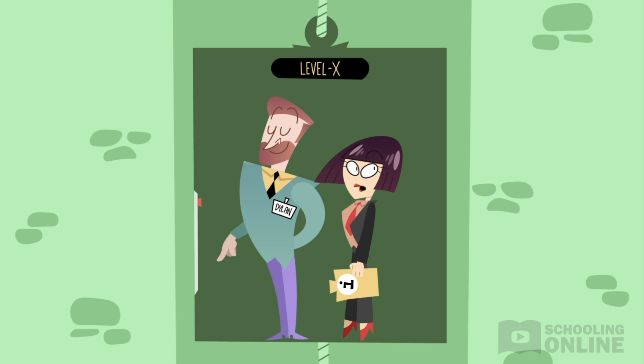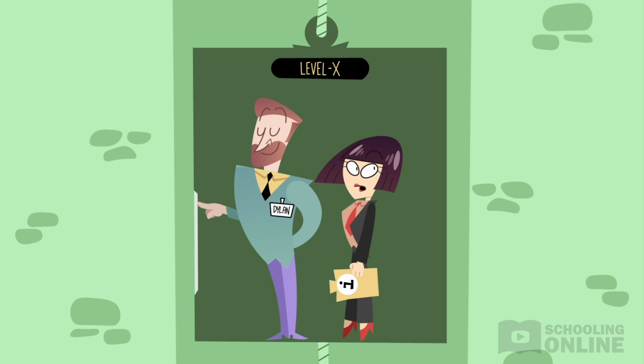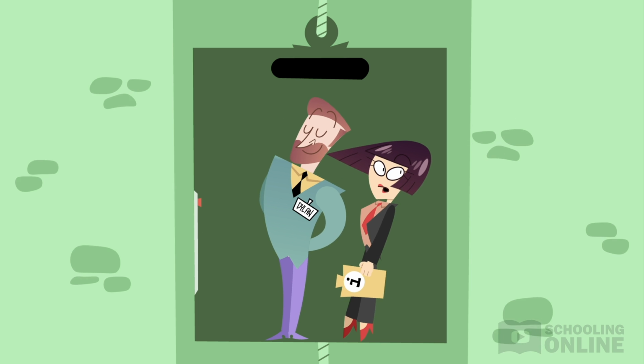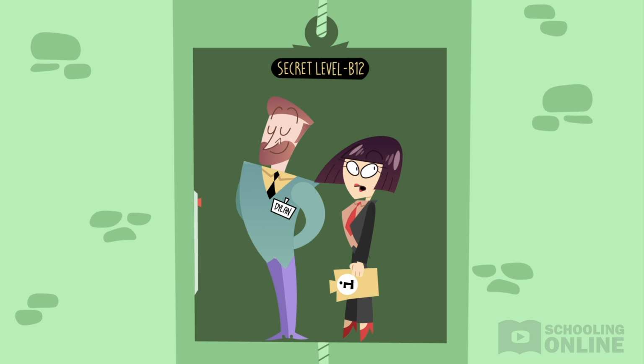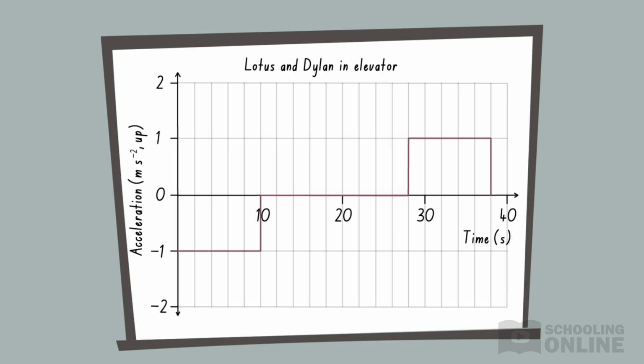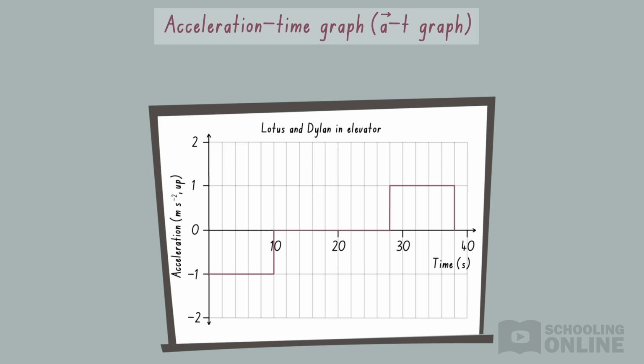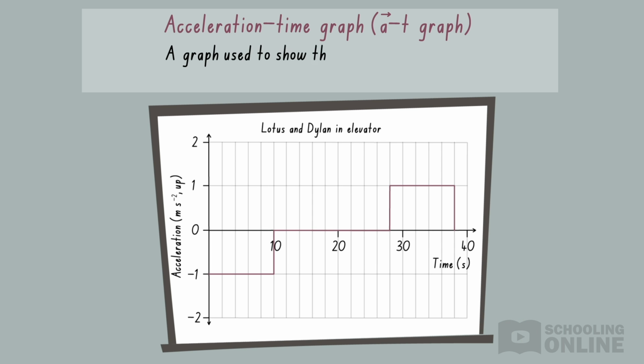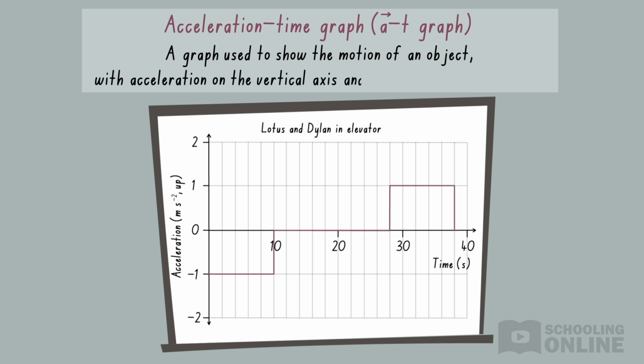Satisfied with the building's cybersecurity, Lotus and Dylan step back into the elevator. This time, they speed down towards the 12th basement level, where top-secret experiments are conducted. Let's pause here to introduce the acceleration time graph. This is used in physics to show the motion of an object, with acceleration on the vertical axis and time on the horizontal axis. Since acceleration is a vector, negative values are possible.